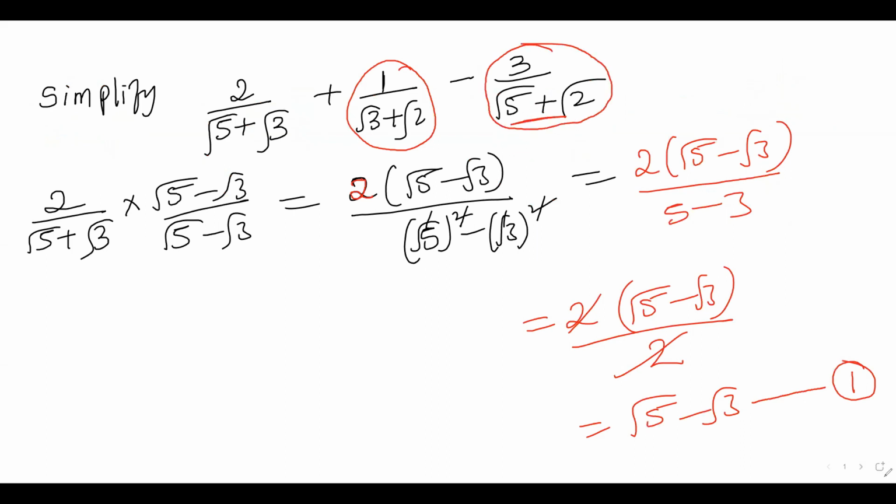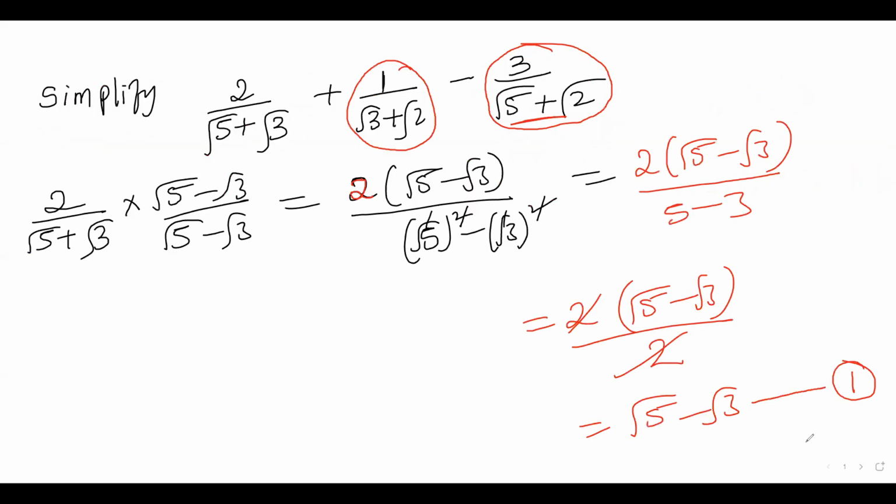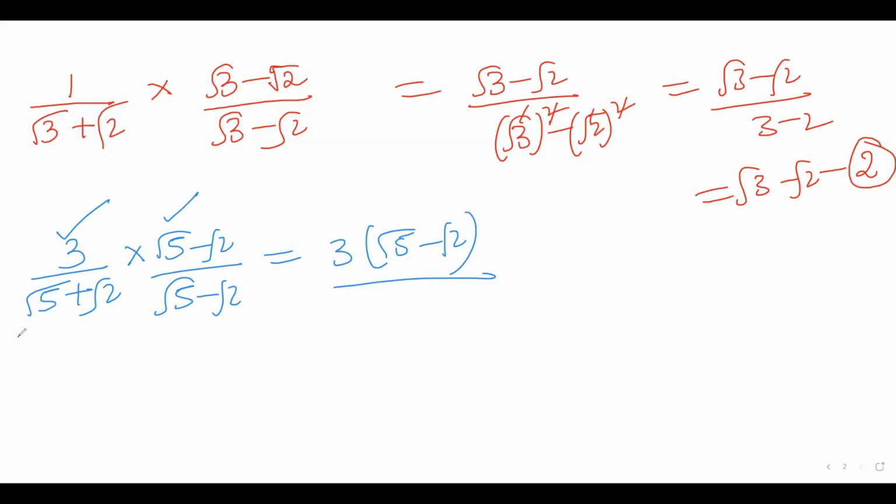This is your third term. 3 by root 5 plus root 2. Let me check once. Yes. Rationalizing factor is root 5 minus root 2. Multiply and divide. Numerator into numerator. Now it is in the form of a plus b into a minus b. It will be a square minus b square. Got it?